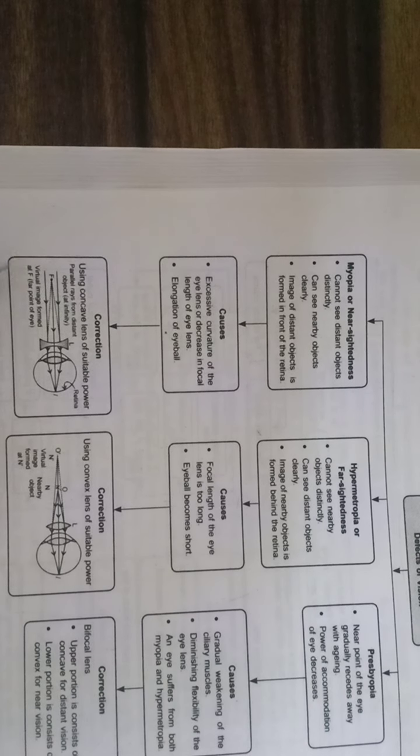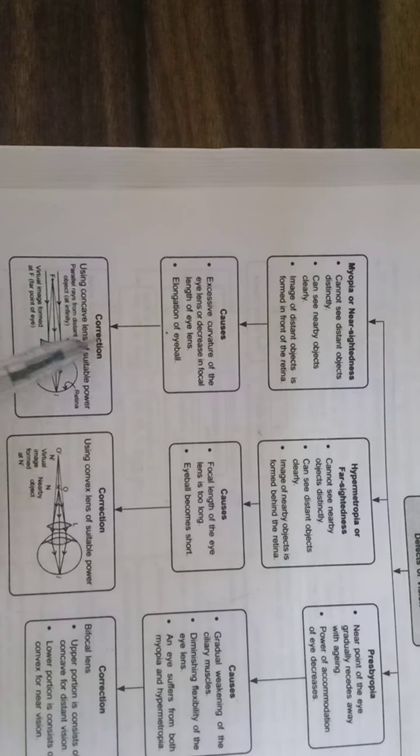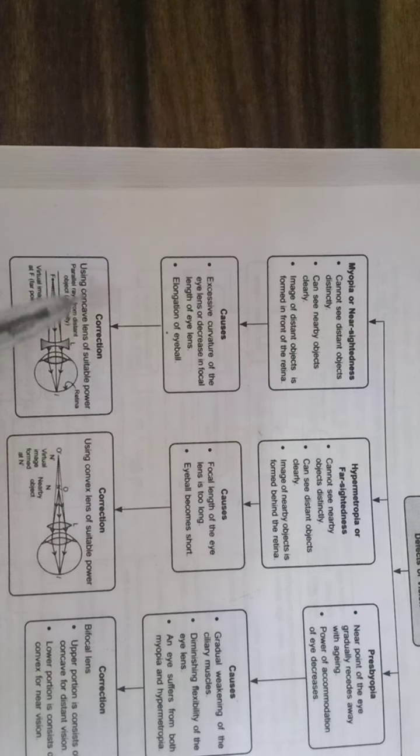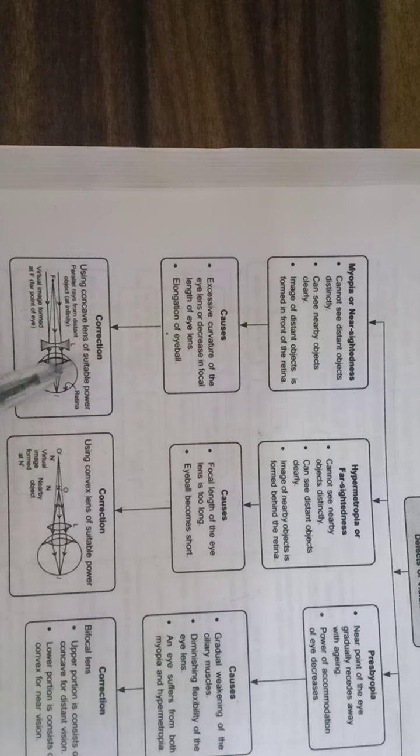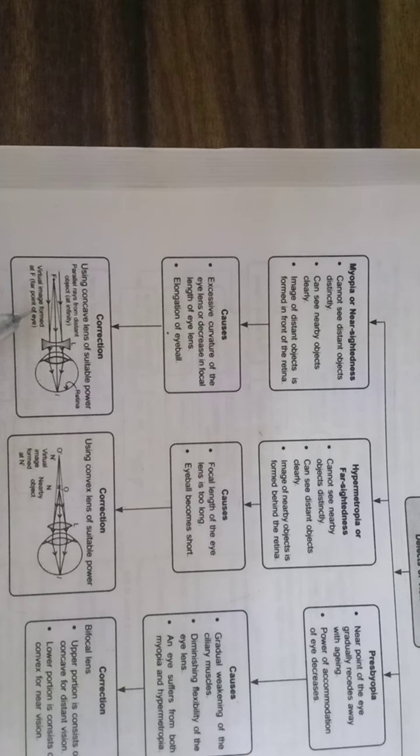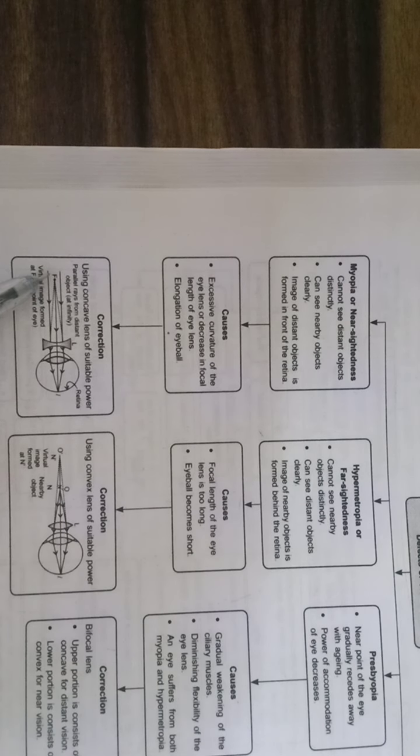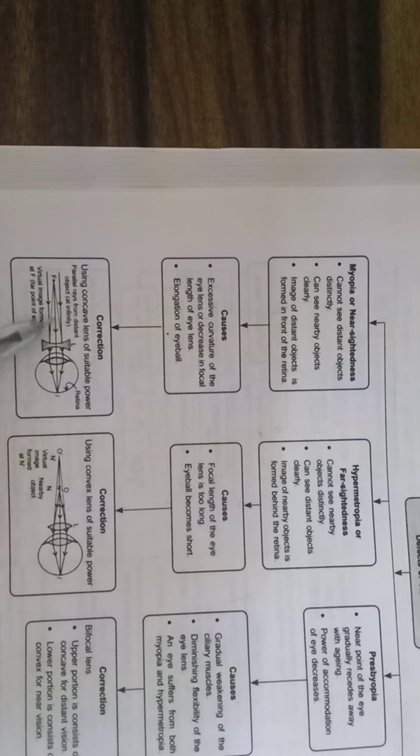We have three diagrams we draw there, but for the correction we have a main diagram. Using a concave lens of suitable power, we can correct this defect. This is a concave lens, and these are the rays which are coming parallel, and this is the defective distance up to where the eye can see the object, and after placing a lens in front of our eye lens, the image of the object is clearly visualized at the retina.